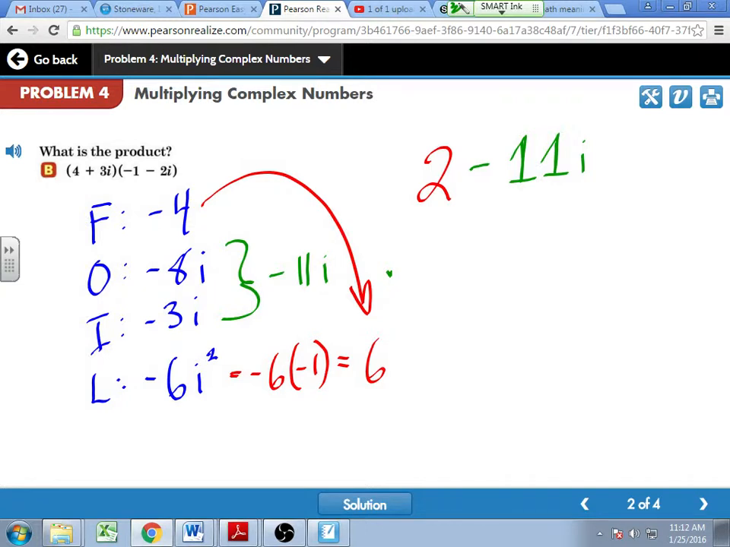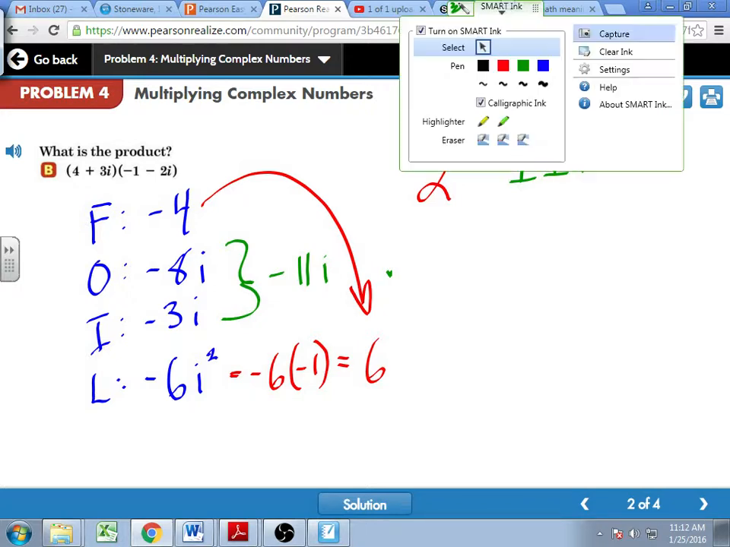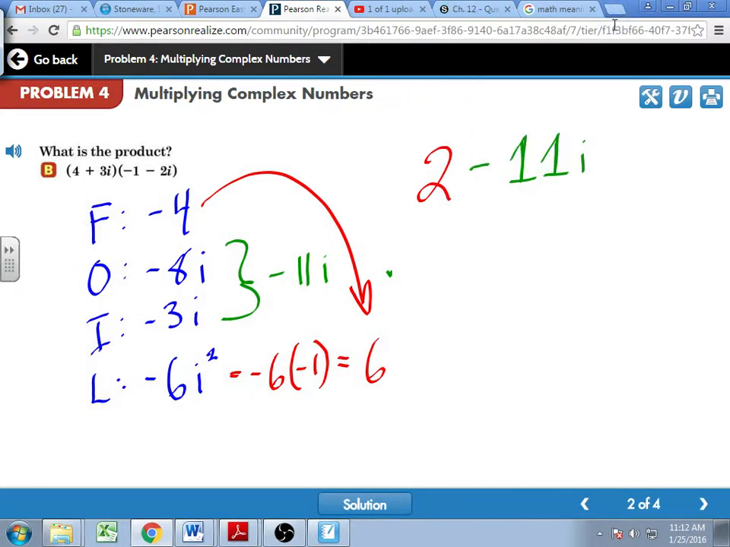If you struggle at all, write out your work. What's your first, your outer, your inner? Your outer and your inner should always combine if my binomials are in the same form. And your last should make a real value.